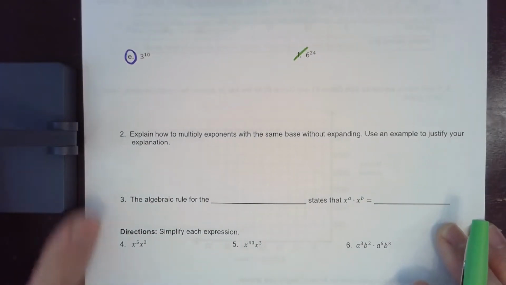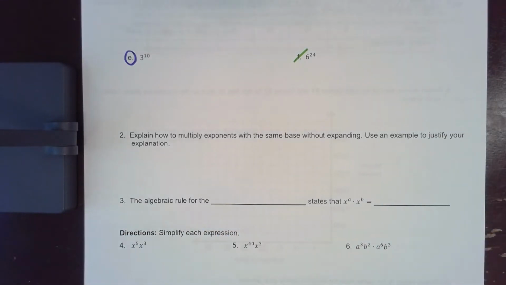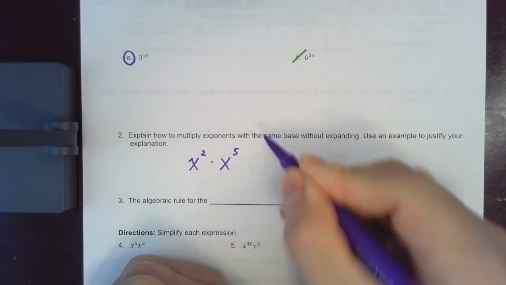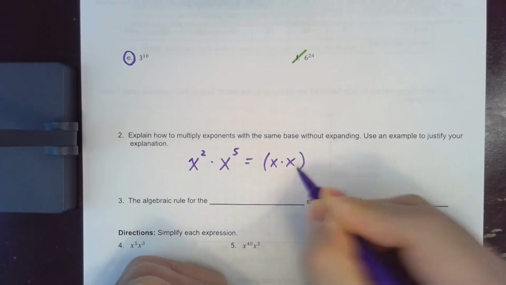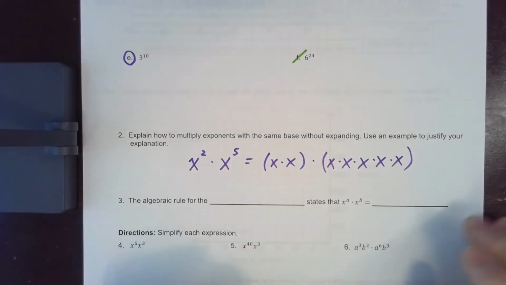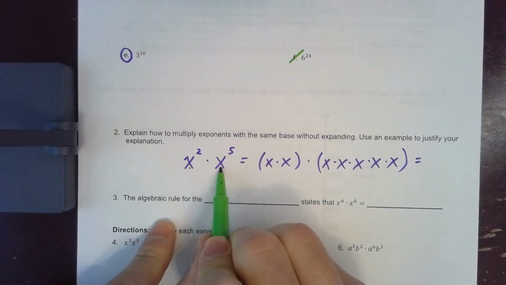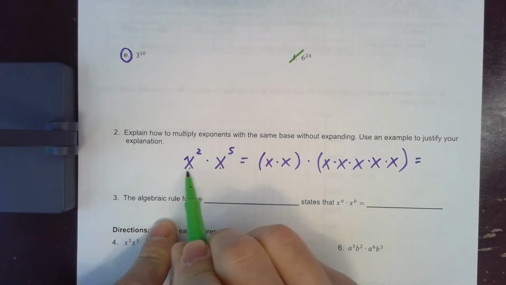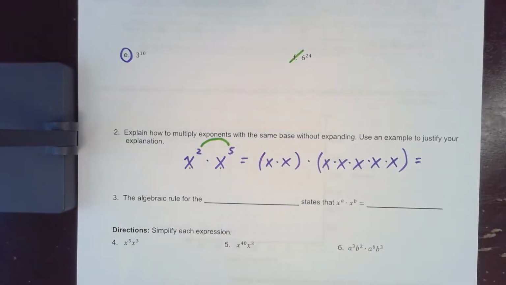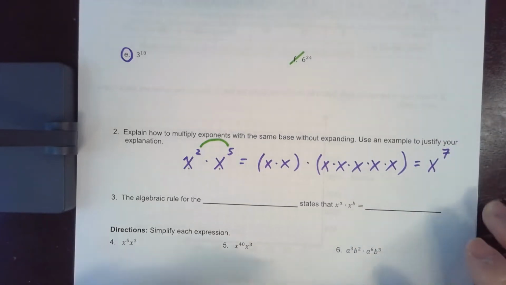Explain how to multiply exponents with the same base without expanding. Use an example to justify your explanation. I like to use a simple example like x squared times x to the fifth. That simply is x times x times x times x times x times x times x. I'm showing this, but really, I hope you realize that the shortcut is if they have the same base. This is only true if they're the same base. X is the case for this. What you simply do is add the exponents. So this is rule number one with exponent properties.